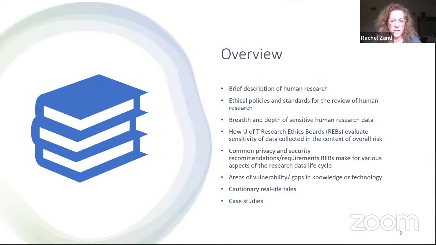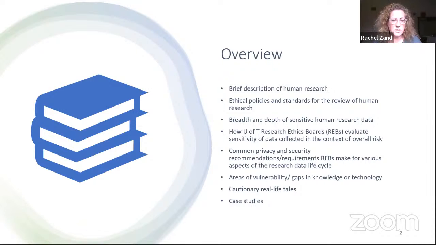So human research data are valuable to both the researcher and to participants from whom they have been collected. However, they may also be valuable to third parties who may have malicious intent. Research ethics boards, or REBs, work with researchers to utilize a variety of measures to protect human research data and limit the potential for misuse.